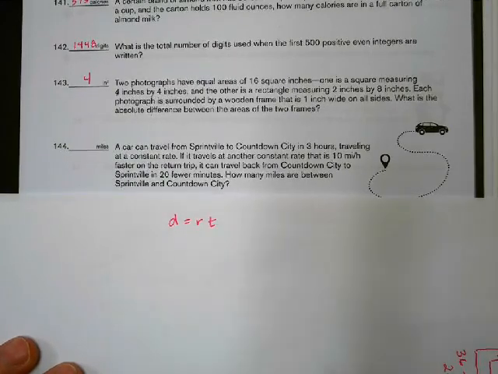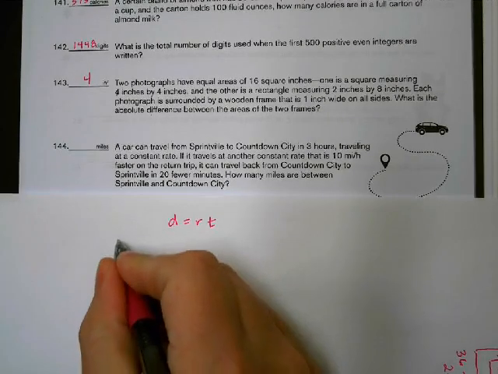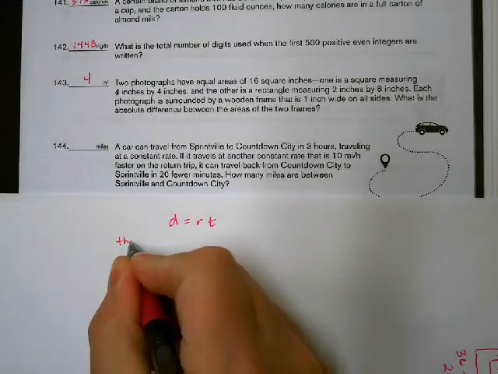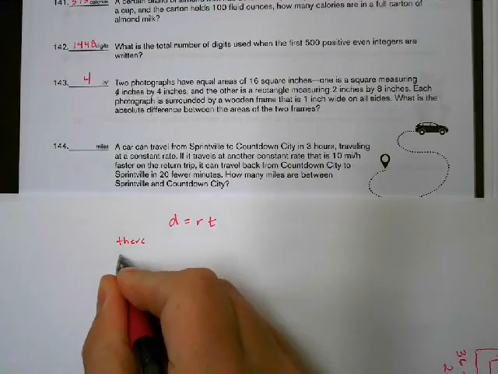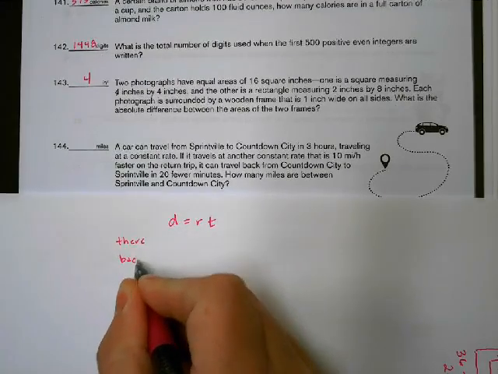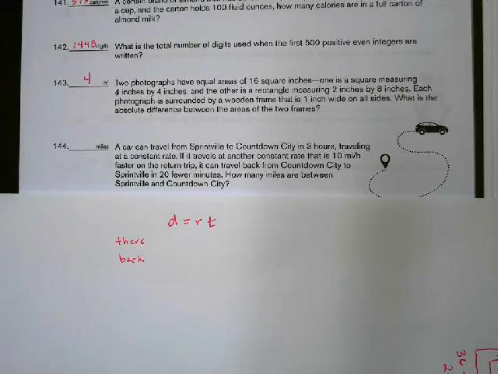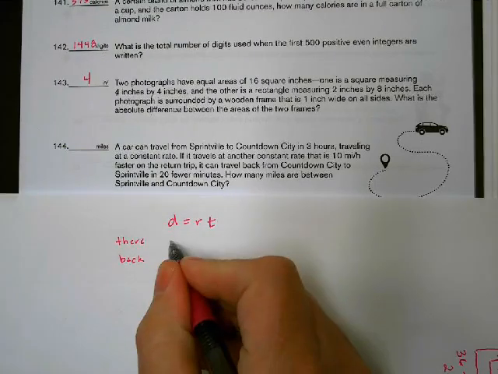So, we're going somewhere, we're coming back. So, I don't know the distance. But what I do know is the distance is the same. So I've got two situations. I'm going there and I'm coming back. In both situations, they have the same distance. I'm going to just call that distance D.